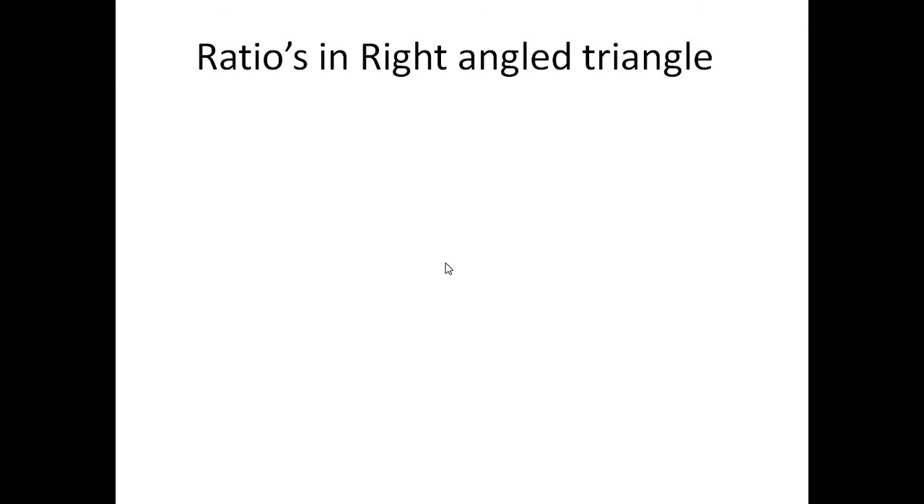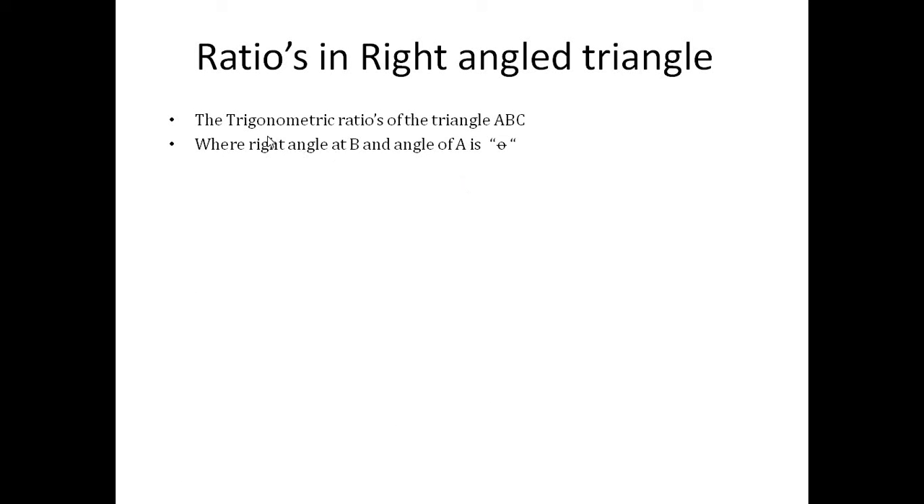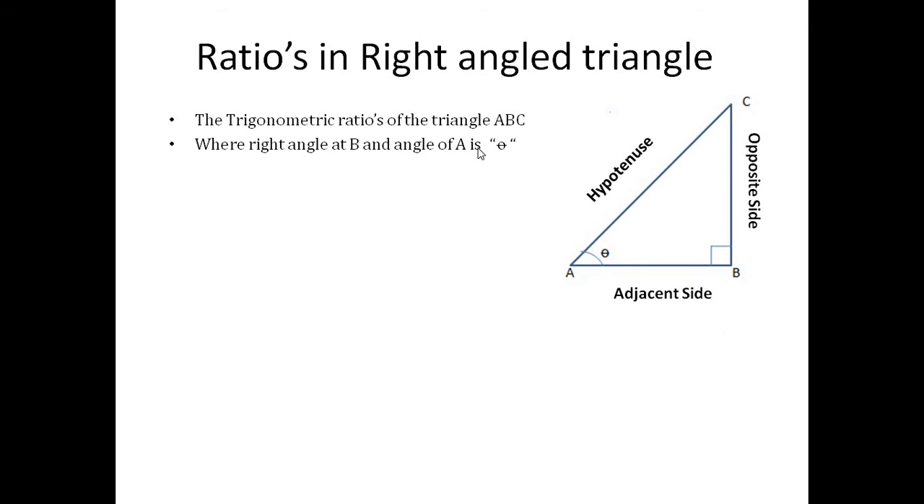Now what I am going to show you is ratios in right angled triangle. In a right angle triangle, you need to understand a couple of ratios. The trigonometric ratios of the triangle ABC, where the angle at B is 90 degrees and the angle at A is theta. That is what I am going to show you in my picture.